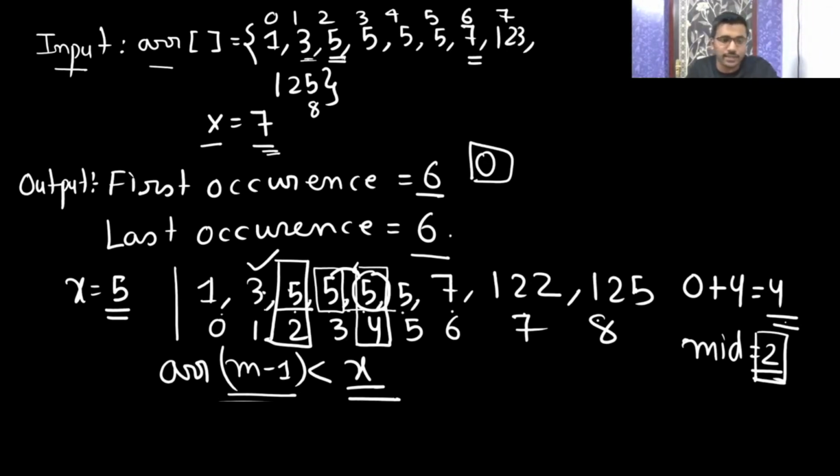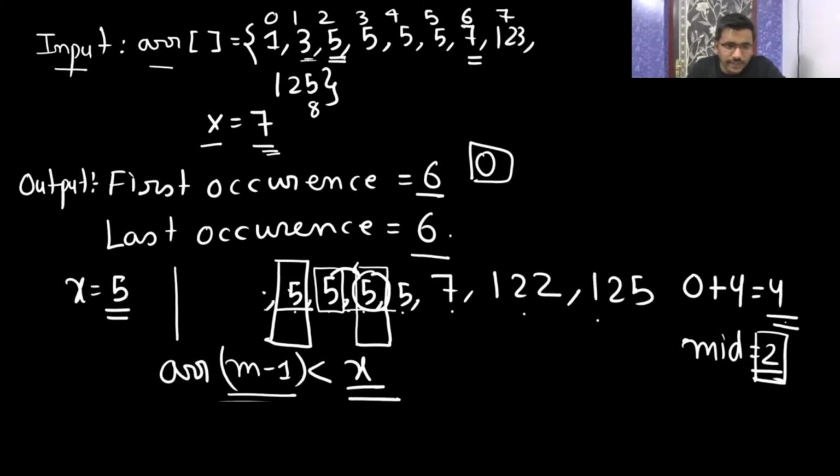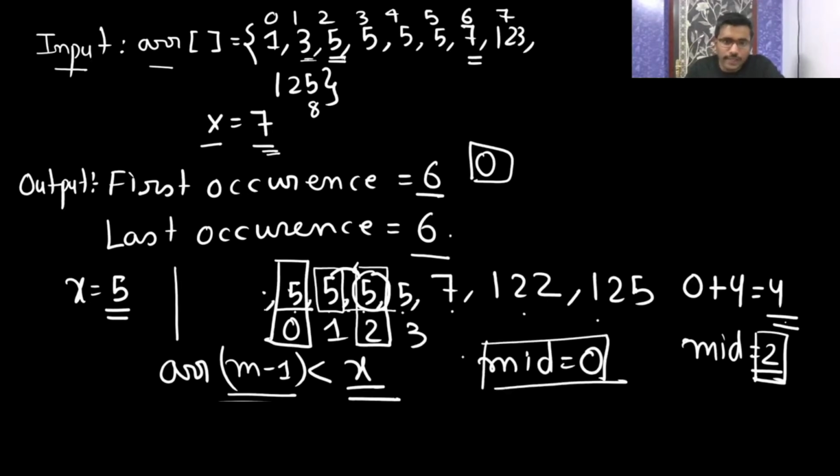Other condition is, either this may be the correct one, or there can be other possibilities. Let us assume mid comes as 0. I'm erasing this. Let's assume that after doing execution you got mid equal to 0. Now this 0 is equal to 5. Now there is no leftmost element.